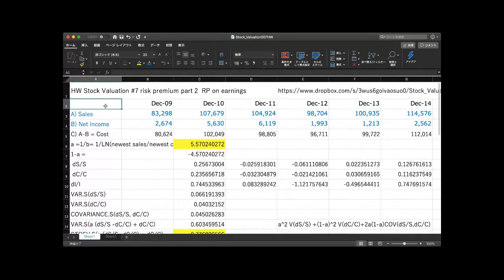Okay, here's the homework for stock valuation number 7, risk premium part 2. This is Jun Yamamoto. Even if you have a low PE multiple stock, it's not necessarily cheap or attractive. Mostly, it's fairly valued. That's due to the high risk premium and the risks the company owns.